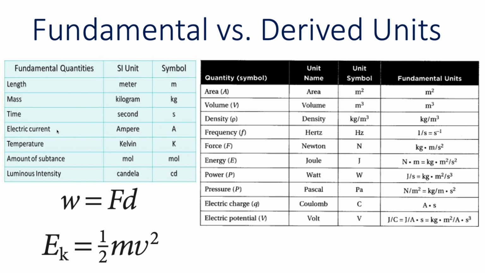But then over in the derived units, notice that we have electric charge, the coulomb. And we see that the fundamental units that make it up are amperes times seconds. So what's going on here? It seems kind of backwards. Maybe coulomb should be one of the fundamental measurements, and then electric current should be derived.